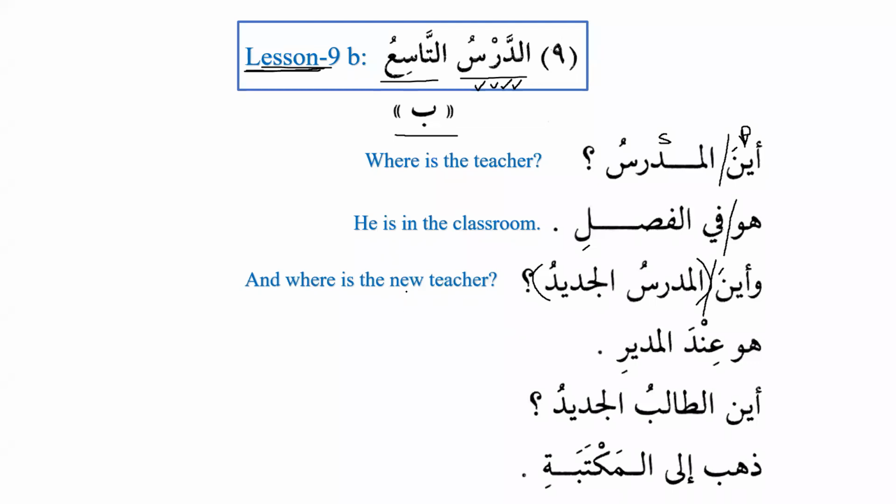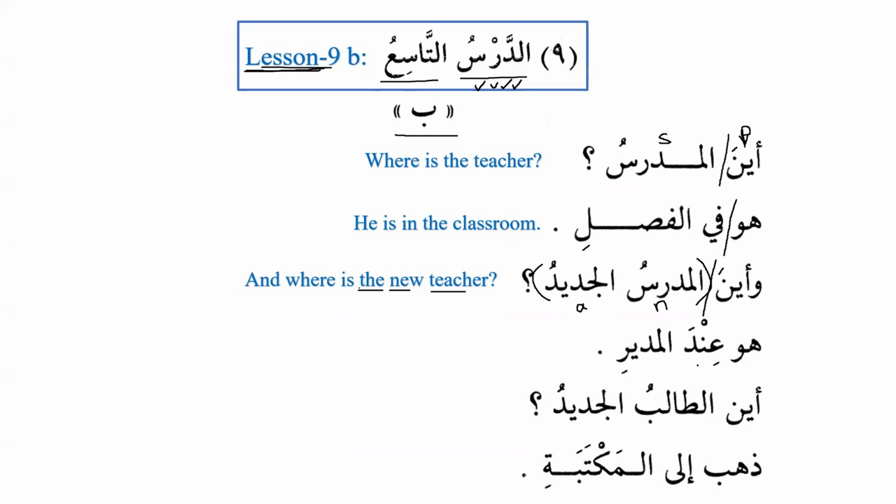So we know that in English we say adjective first and then noun, but in Arabic it's opposite. In Arabic we have noun first and then we have the adjective. And why do we translate as the new teacher? Because we have al-mudarrisu al-jadidu. Wa al-mudarrisu al-jadidu, and where is the new teacher?